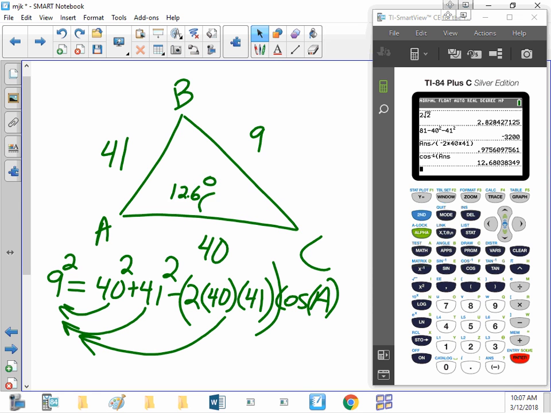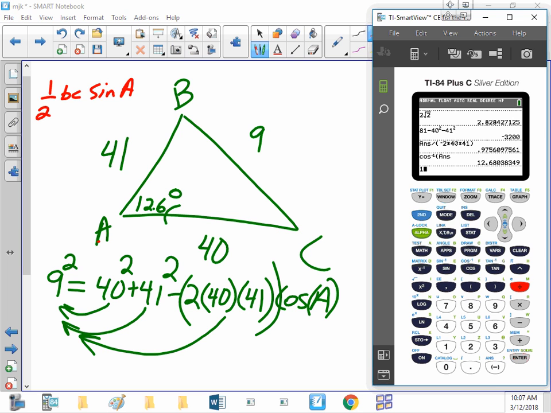Oh, we did A. You're right. Okay. Now what do I do? Nope. We're looking for the area. So the area formula is, we use the A, so 1/2 times BC sine of A. So 1/2 times 41 times 40 times the sine of the answer. The area of this triangle is 180 square units.